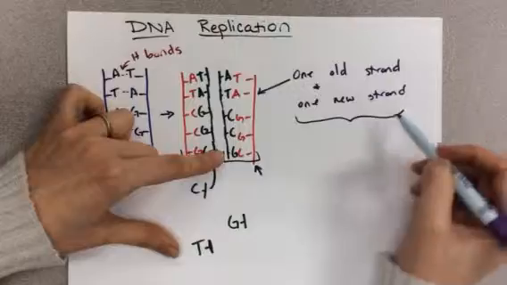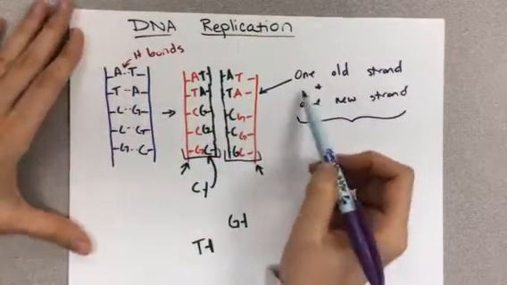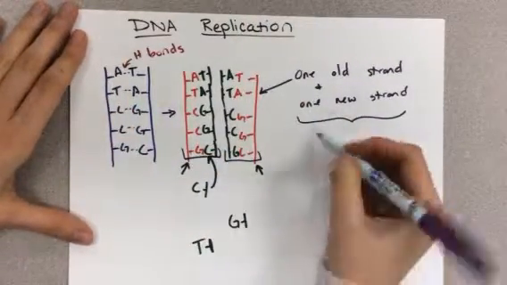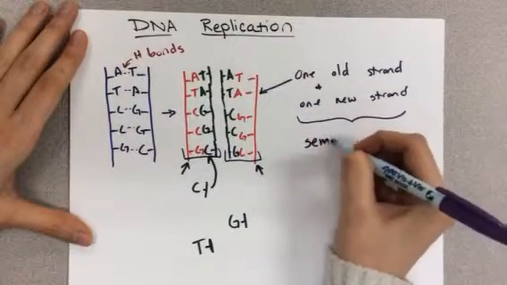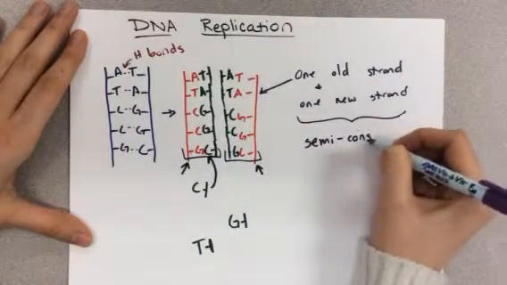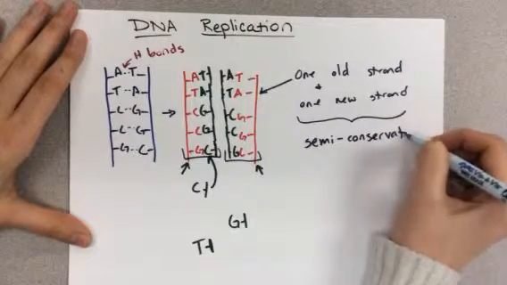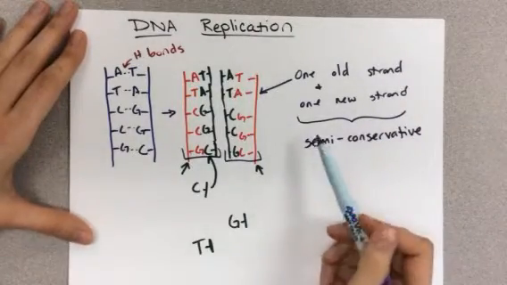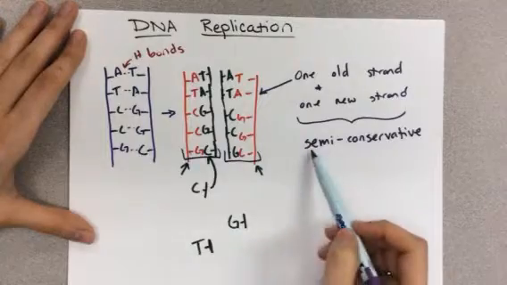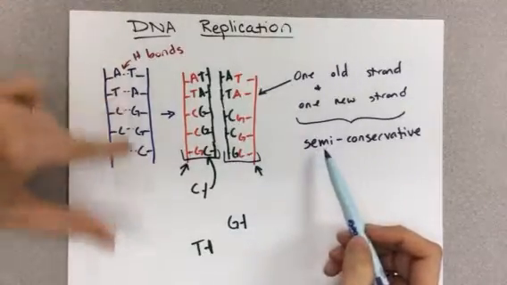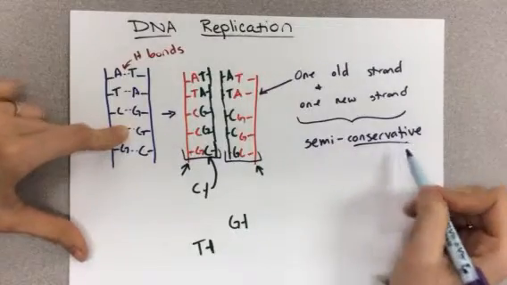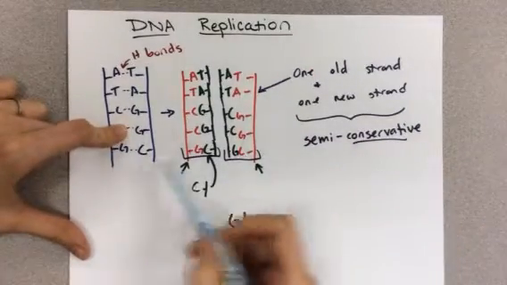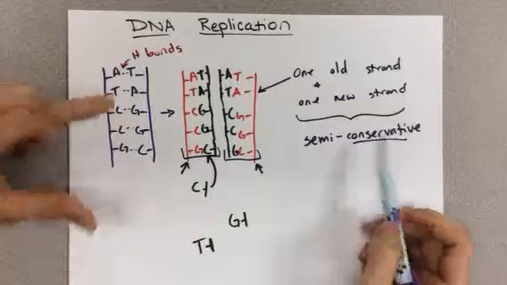The fact that every molecule of DNA is made up of one old strand, one new strand, means that the process of DNA replication is semi-conservative. And that means that a part of the old strand or the old molecule of DNA is saved. Conserve means save. Part of that old molecule was saved.